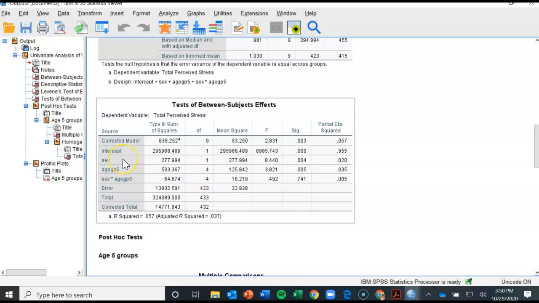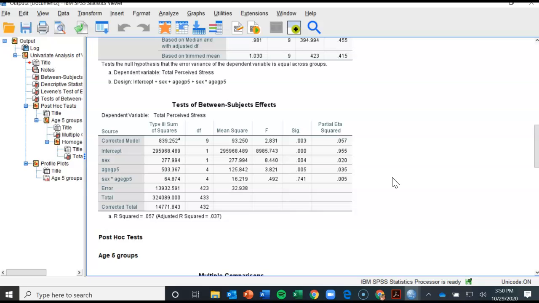directly. So we start with sex, and we go over and the significance value, the p-value, is 0.004. So there is a significant main effect for sex. One row down, there's also a significant effect for age. So the three test results that we see here: first, there's a non-significant interaction. Second, there is a significant main effect for age. There's also a significant main effect for sex.